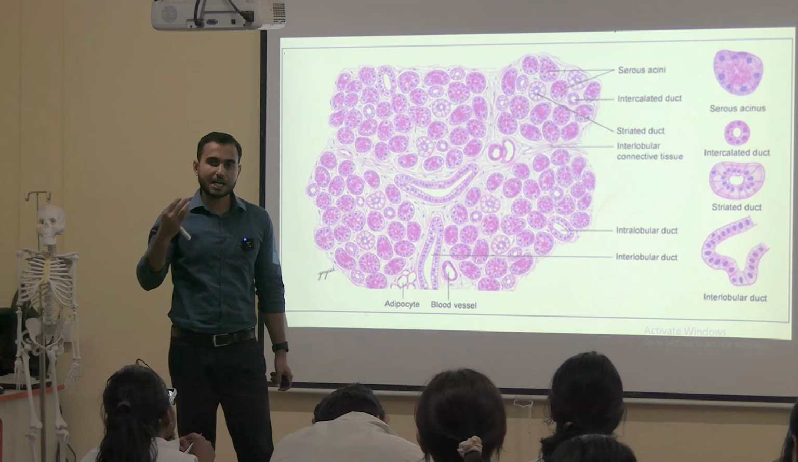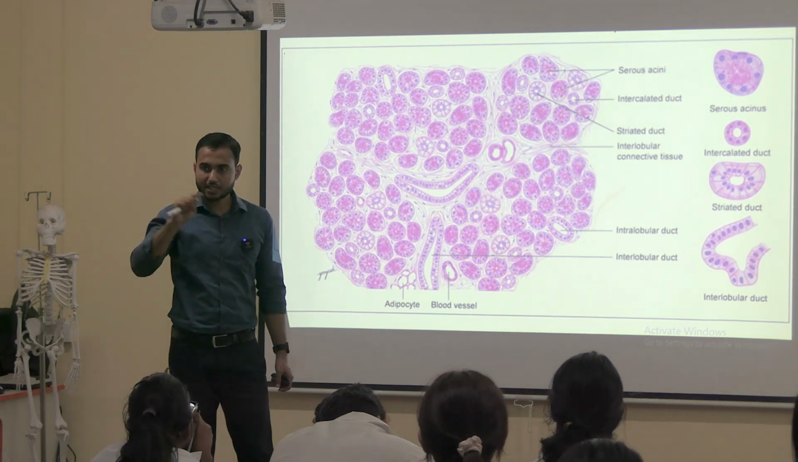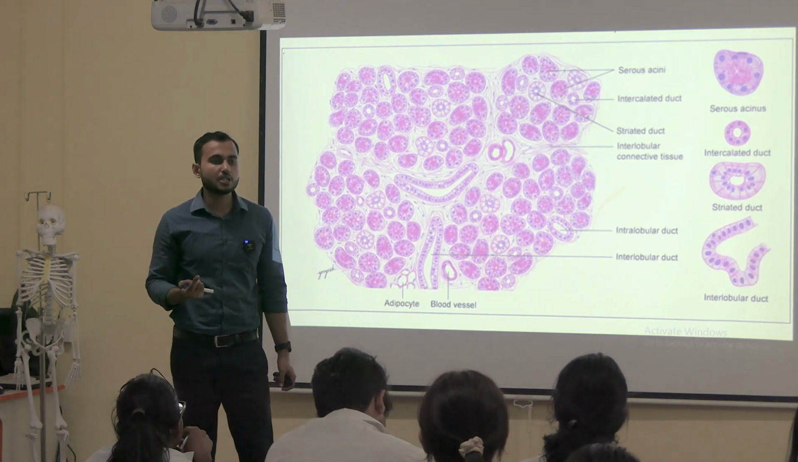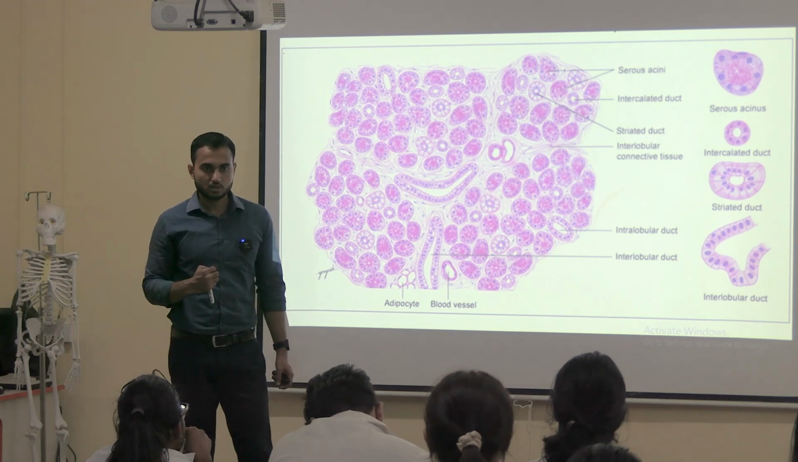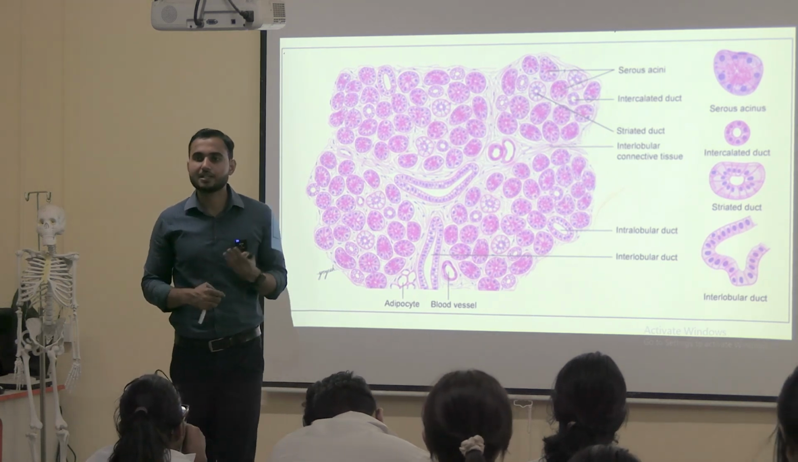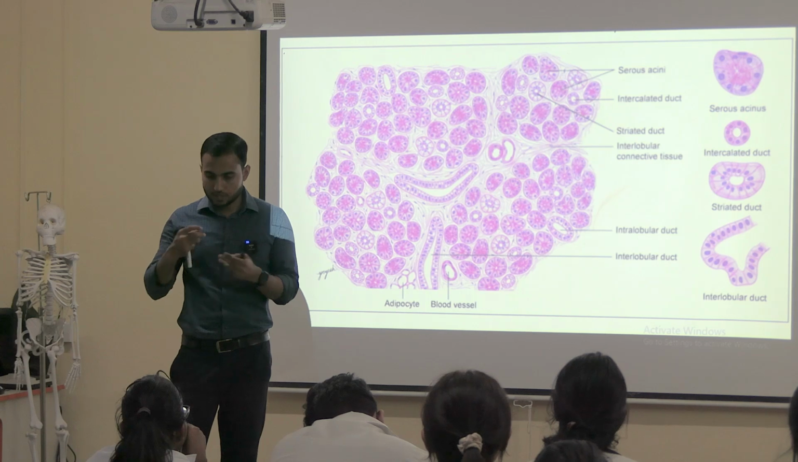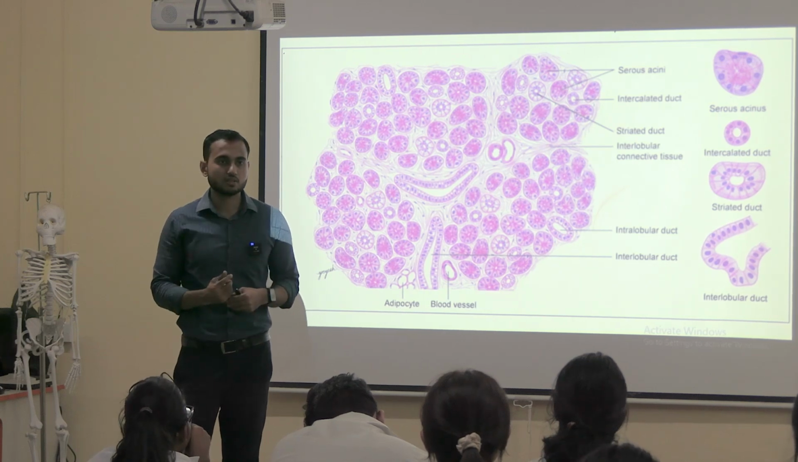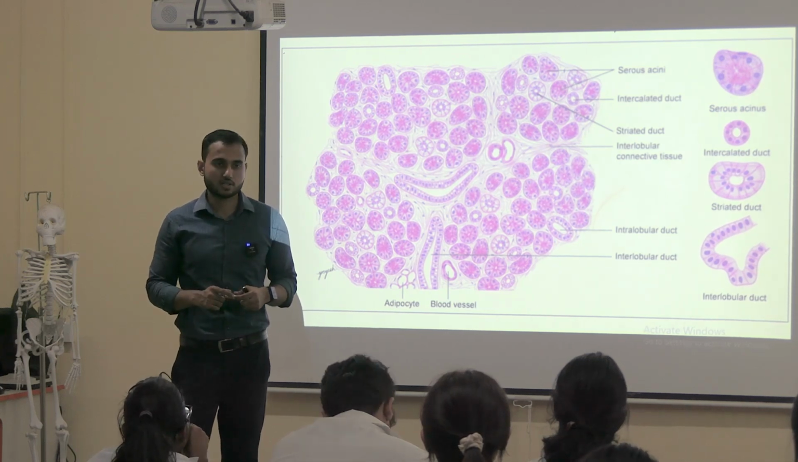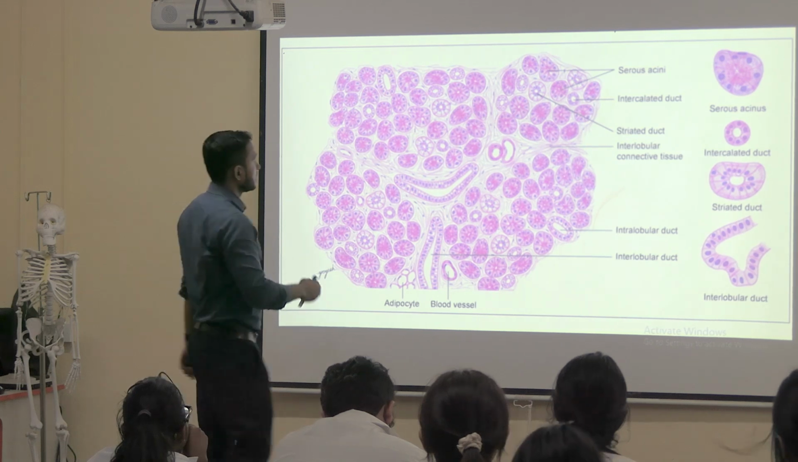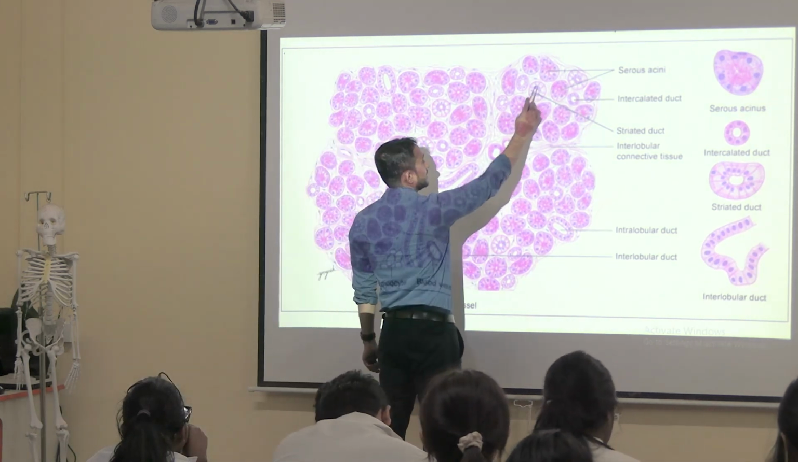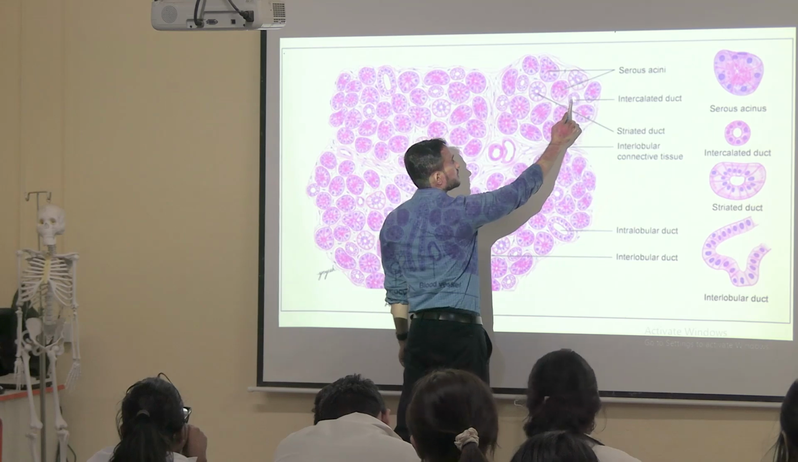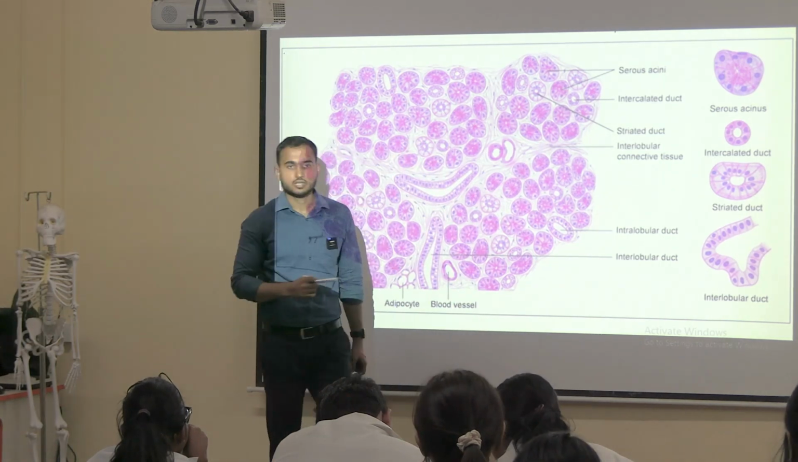If any lightly stained structure comes in between darkly stained sections, what do you think? This will be the duct. Those are nothing but the ducts, as you can see over here. Look, this is one lightly stained area, this is one duct, this is also one duct. These are not acini.